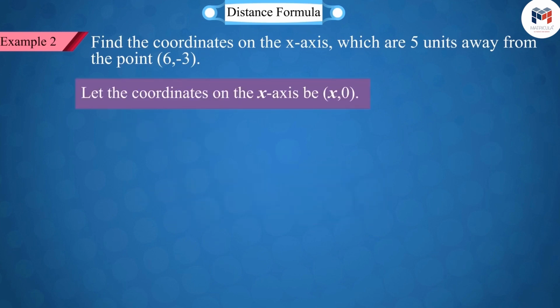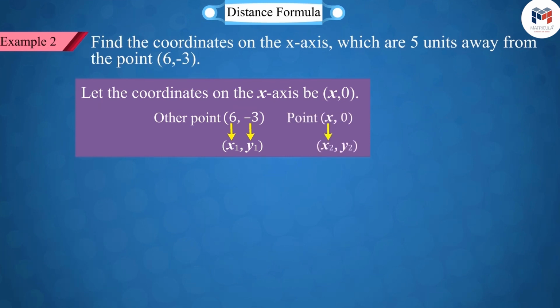Let us first assume that the coordinates of the point on the x-axis are x, 0. Here, we are given another coordinate point 6, -3, whose first point 6 is represented by x1 and -3 by y1. Similarly, the point on x-axis is represented by x2 and 0 by y2.